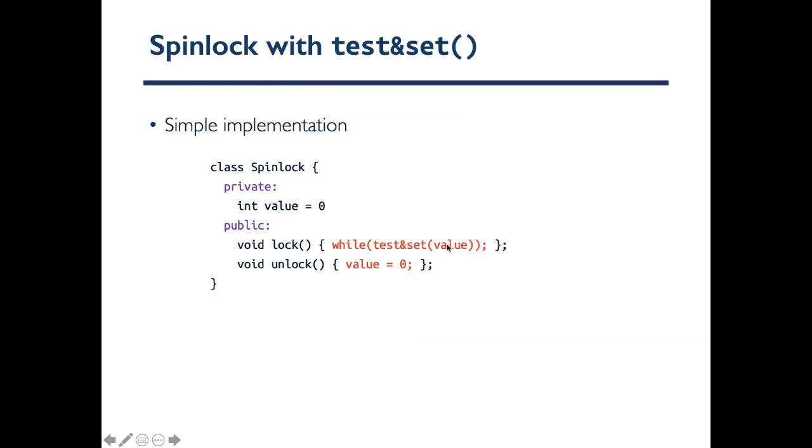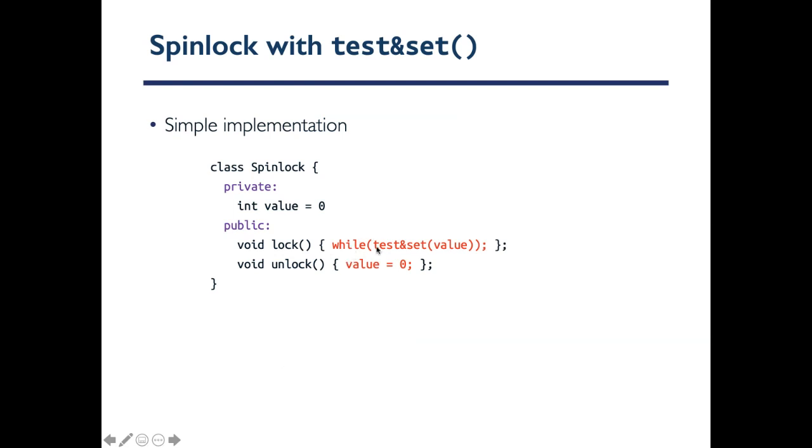Now if the value is 0, this test and set is going to return 0 and then set the value to 1. But because it returns 0, this while breaks and you can go in. So this lock function will set the value to 1 and then exit. However, if the value is 1 and you execute test and set on that value, test and set is going to set it again to 1, so nothing is going to change, but it's going to return 1. And if it returns 1, then this while loop continues. So you keep doing while here, which means that you're going to wait.